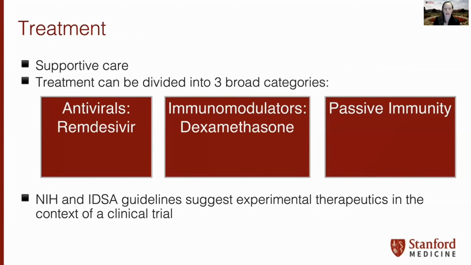Clinical trials to date have shown good outcomes for the antiviral remdesivir and steroids as immunomodulators. These agents, therefore, have been adopted into treatment guidelines and have become standard of care. Further therapies are investigational at this point, and many agents are being studied in ongoing clinical trials. The NIH and IDSA recommend that any therapeutics beyond the standard of care be used in context of a clinical trial, which has been our goal at Stanford.